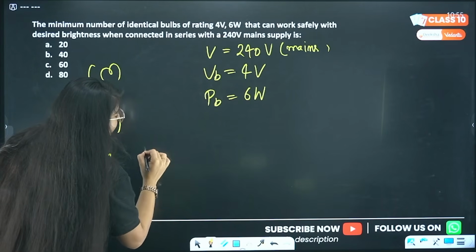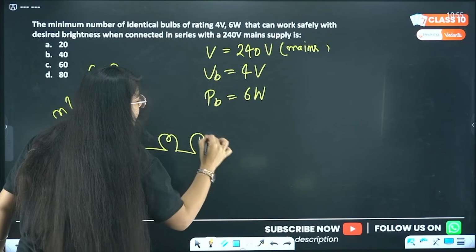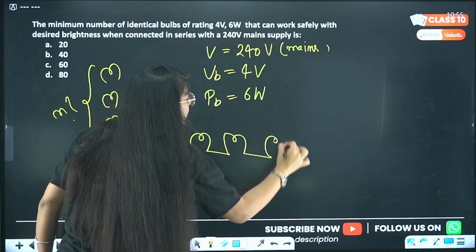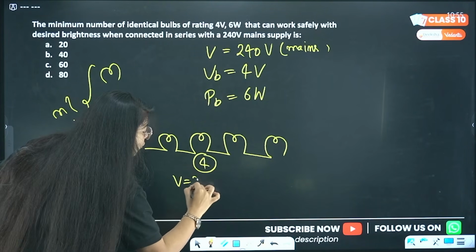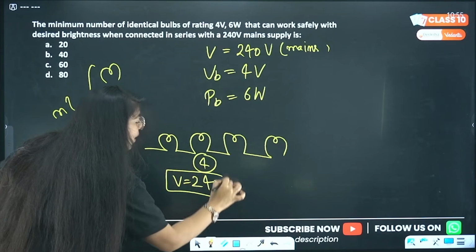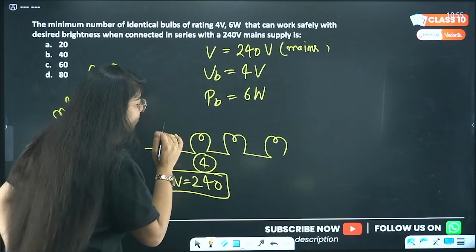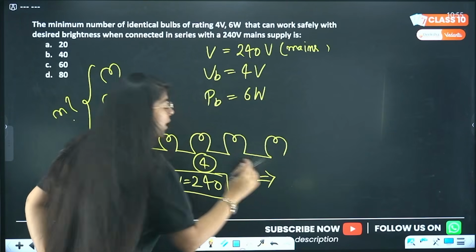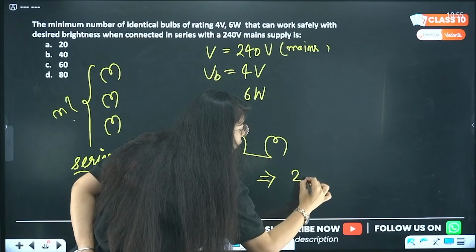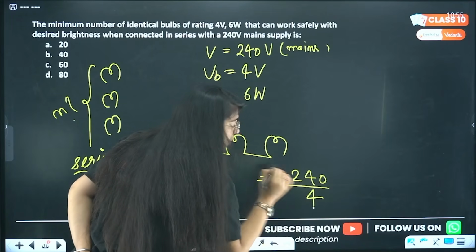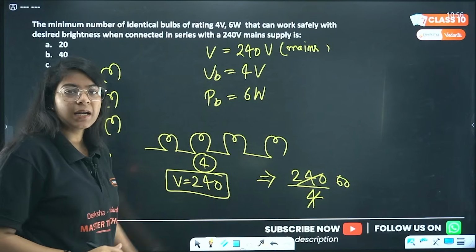Now, listen carefully. These bulbs are connected in series, right? Now let's say these are 4 bulbs, so voltage is 240. Each bulb has the same power, and since each bulb has the same power, the voltage will be distributed equally. So what will be the voltage? Total voltage divided by number of bulbs, that will be 60. We got 60 here, right?